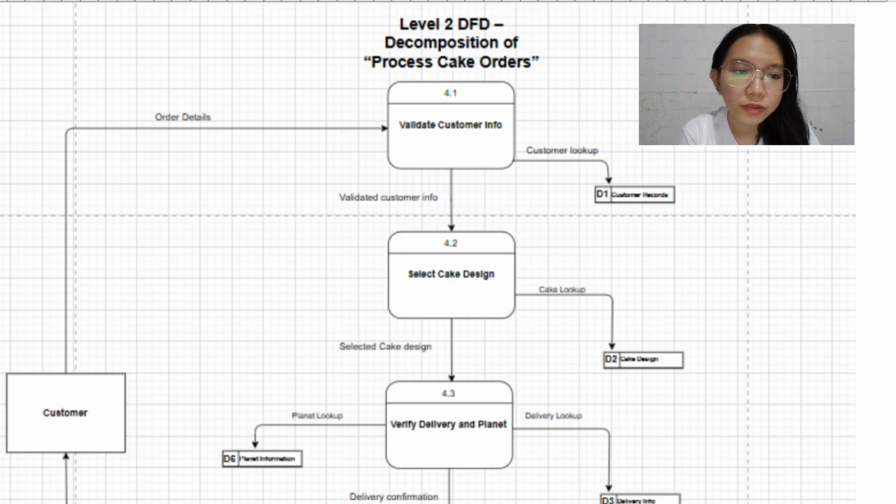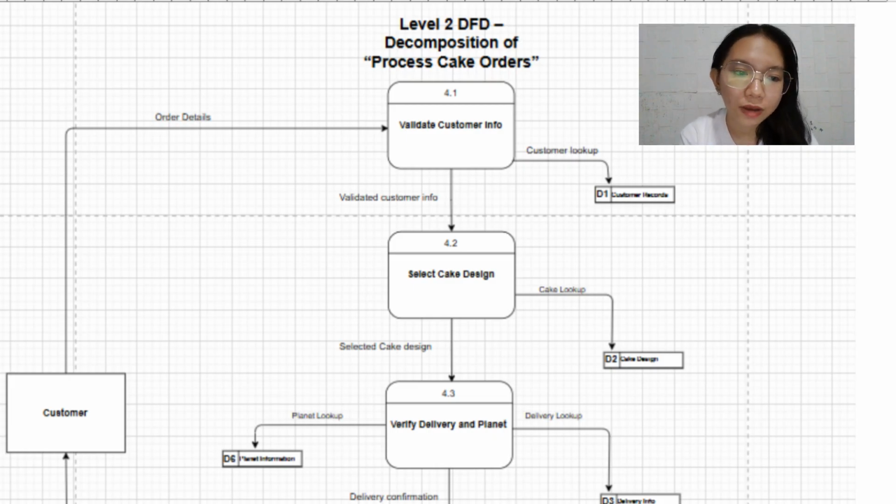So next we have the process 4.2 or select cake design. Here the system chooses or confirms the cake design using the cake design data, our data store number 2. Here ang input naman natin is the validated customer information, which is the output of the previous process. So ang magiging output natin is the selected cake design.